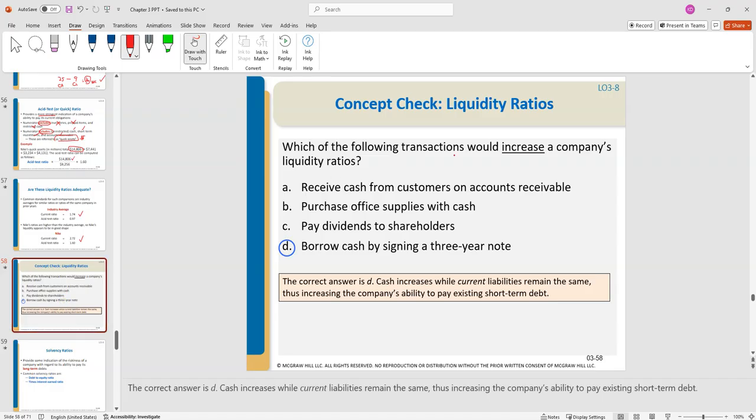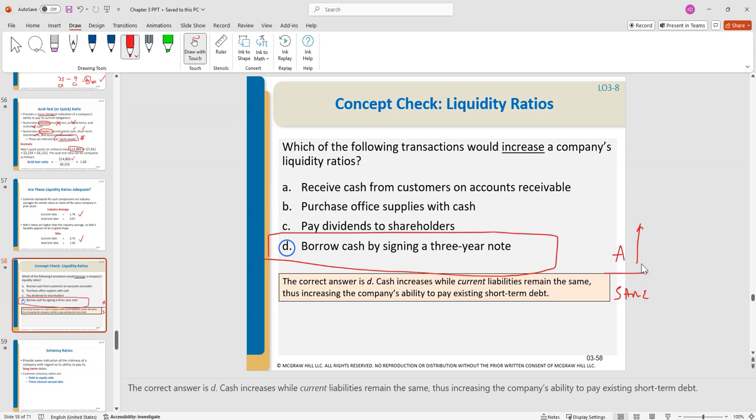So it says here, which of the following transactions would increase the liquidity ratios? So borrowing cash by signing a 3-year note, right? Cash increases, right? So we would have potentially our assets go up while our current liabilities remain the same, right? So it's still the same.